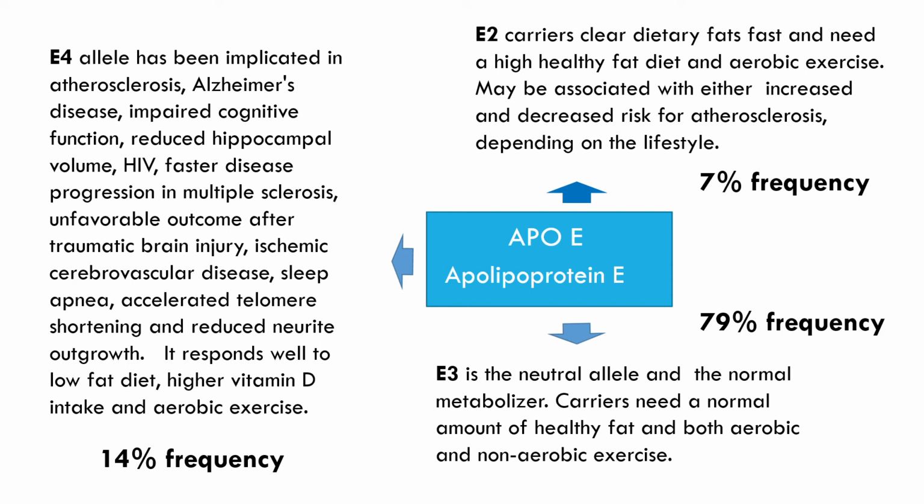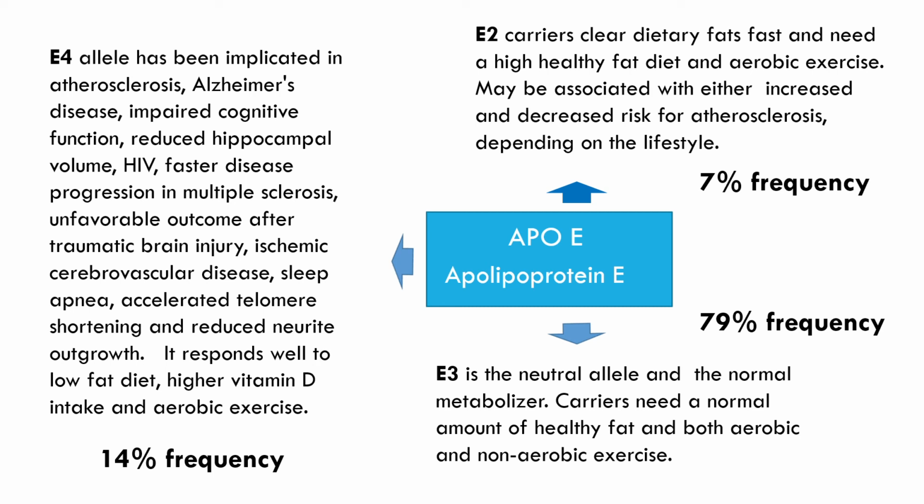So if you have a patient who has multiple sclerosis and they don't know anything about apolipoprotein E3, 2, 4, tell them about it, right? And they'll have unfavorable outcomes after TBI, traumatic brain injury, ischemic cerebrovascular disease, sleep apnea. They'll have accelerated telomere shortening, meaning they'll age quicker, right? So on and so forth. And it responds well to a low-fat diet, high vitamin D, and aerobic exercise.